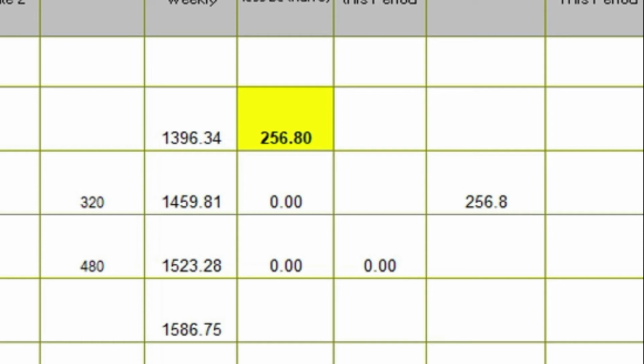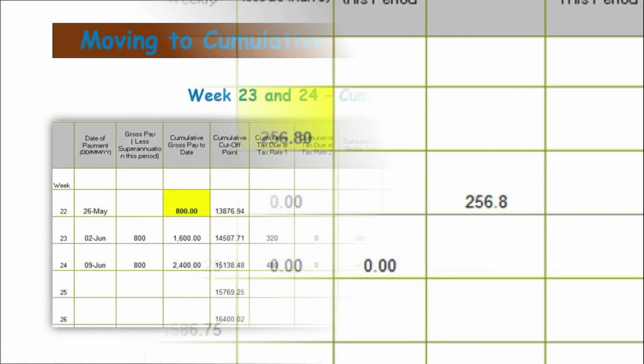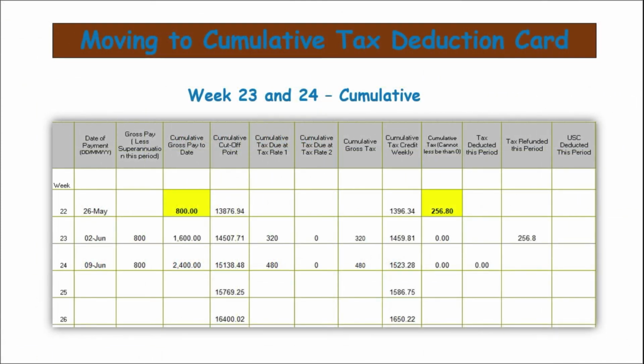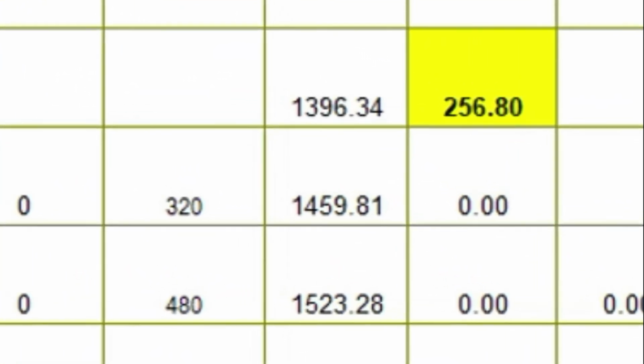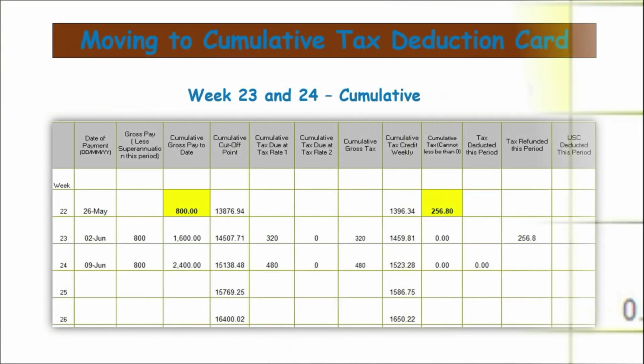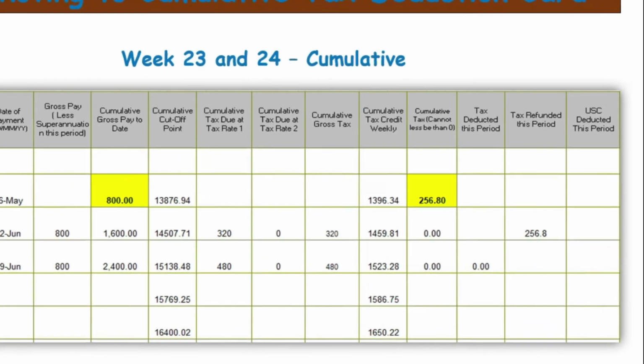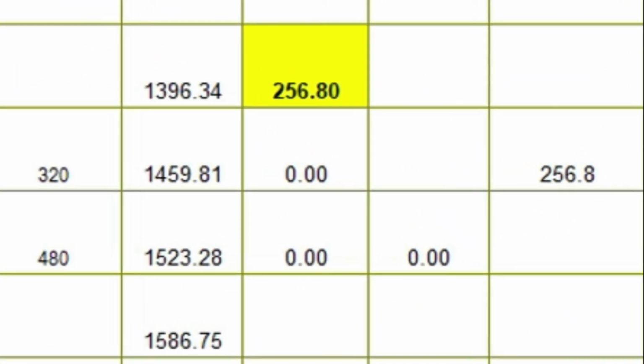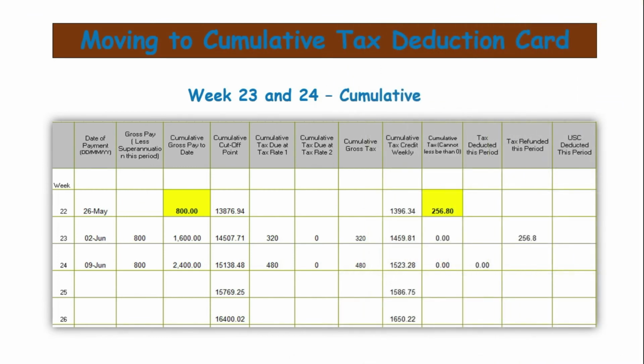In this case, you will notice there is a refund for week 23. The calculated tax for week 23 is $320, but the tax credit is over $1,400. Therefore, the tax credit wipes out the tax payable. The previous tax paid of $256.80 added to the calculated tax is also less than the tax credit, so the previous tax paid can be refunded. In this case, the calculated tax for week 24 is also less than the tax credit, so again there will be no tax payable.